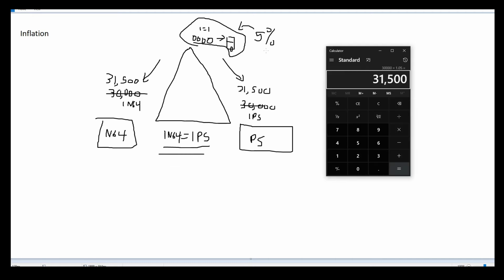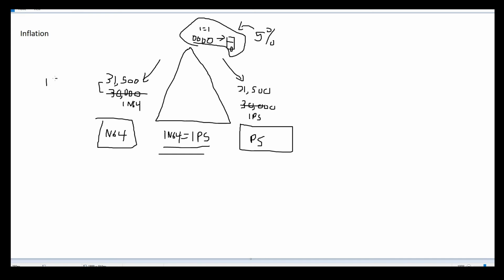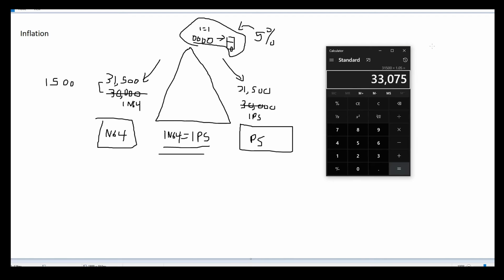But then the next year they print another 5%. And what does that do? Well, you take this 31,500 that now exists, and you times that by 1.05 again. Now it's 33,075. Notice how 5% this time, the difference between this and this is 1,500. You can see it, right? But the difference on this one, so we'll put 33,075.